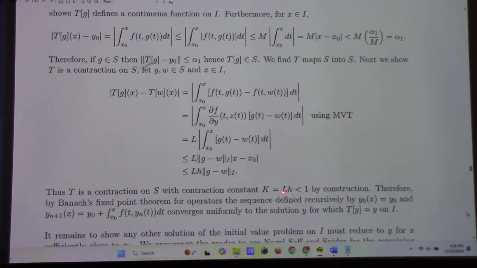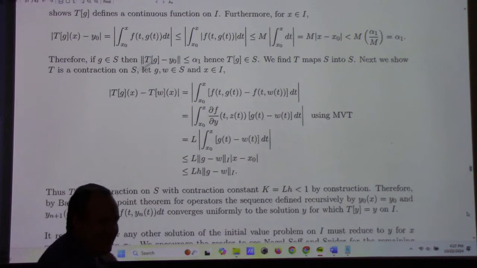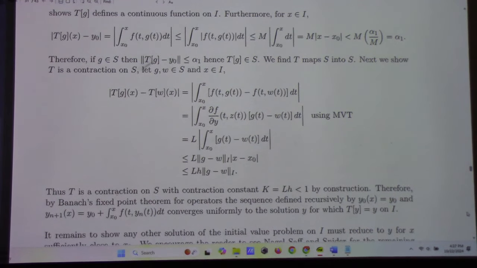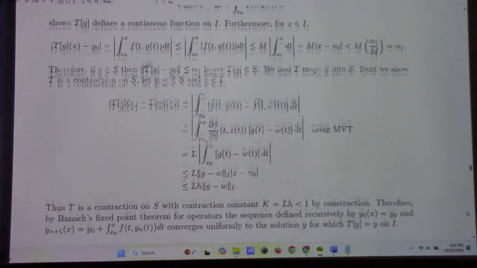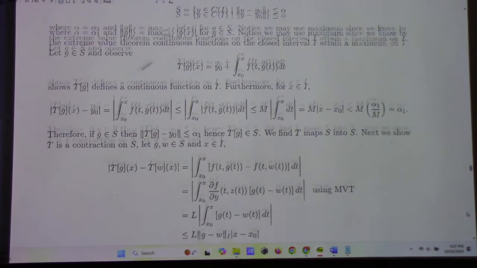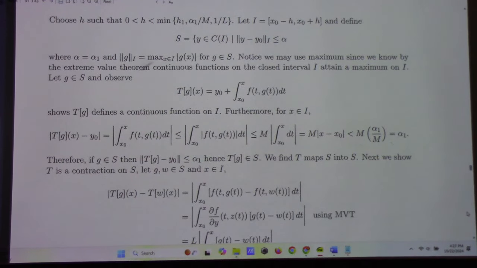And oh, what do you know? We just so happen to make h such that LH is less than 1 if you go back up. Well, isn't that convenient? Super convenient. Almost like we had that planned ahead of time. Almost like I just copied it out of Nagel, Saff, and Snyder.